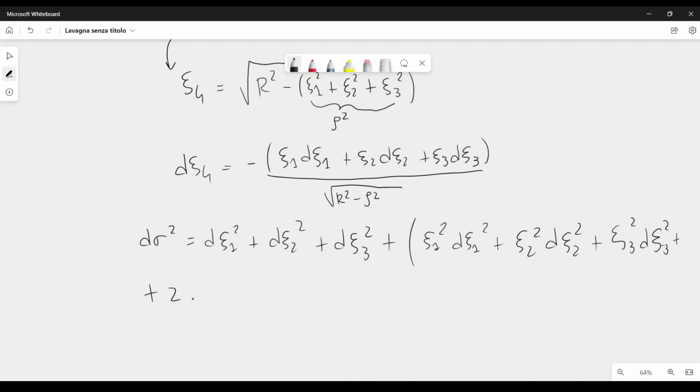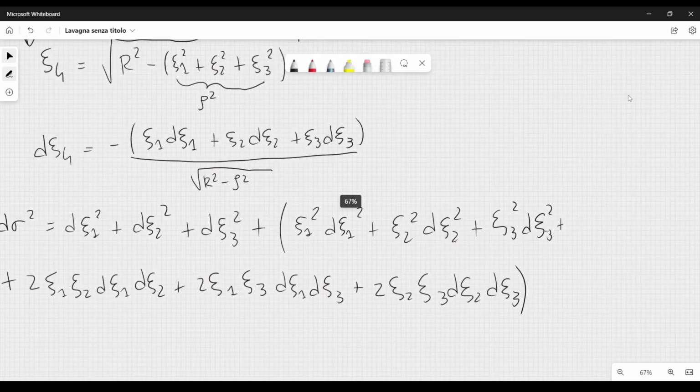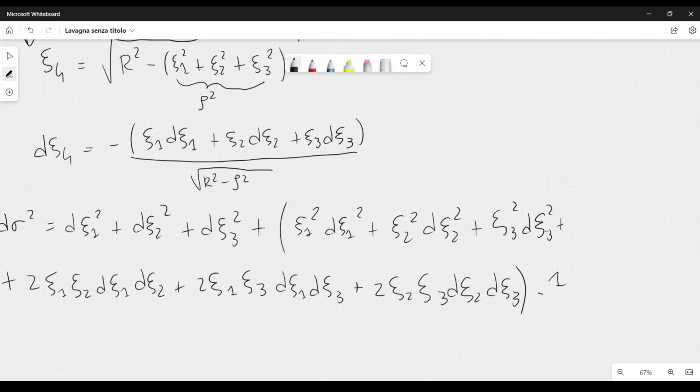2 ξ1 ξ2 dξ1 dξ2 plus 2 ξ1 ξ3 dξ1 dξ3 plus 2 ξ2 ξ3 dξ2 dξ3, and we multiply this bracket here by 1 over r² minus ρ², like this.